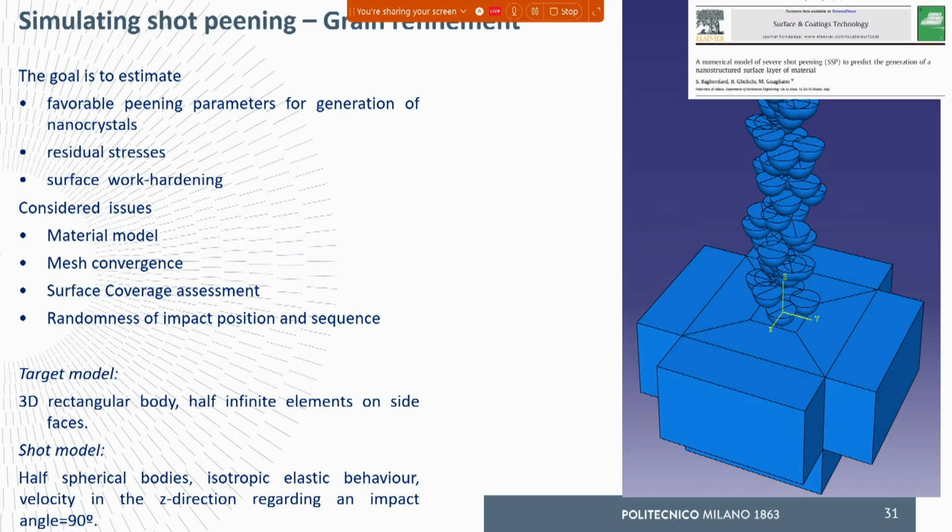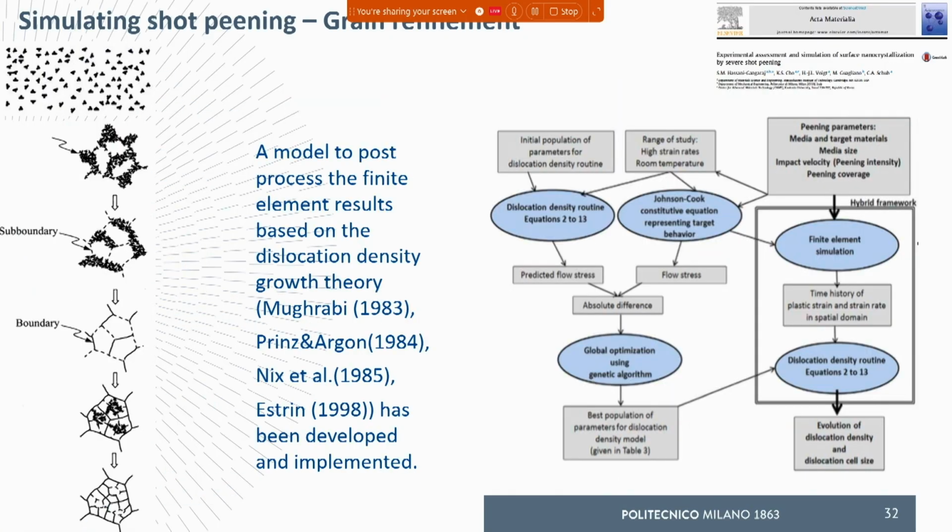This is the model we have developed for grain refinement. This is quite similar to the previous one, and the aspects that we have considered are the same: material model, mesh convergence, coverage assessment, and the random nature of the process. And again, the model that is shown here is the same I have already talked about.